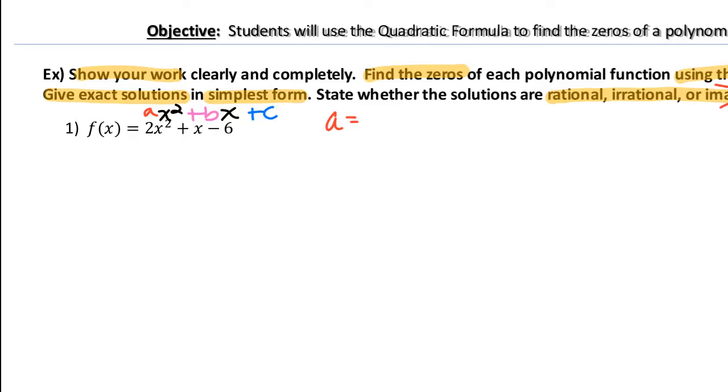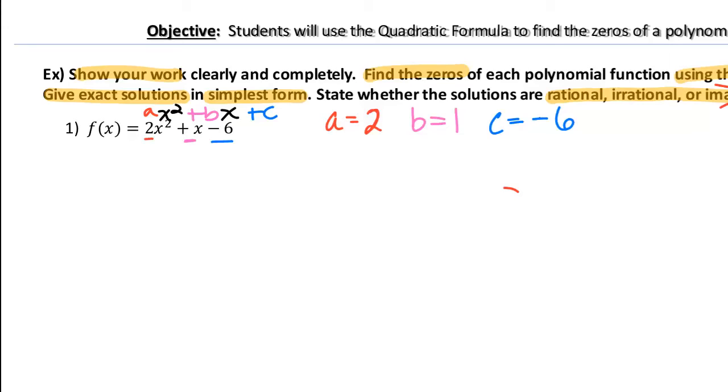So the a value is always going to be in front of the x squared. So my a value is going to be 2. Then my b value is always in front of the x. And so there's nothing in front of it. Remember, that's implied to be a 1. So b is 1. And then our c is going to be at the end. C is going to be negative 6. Okay?